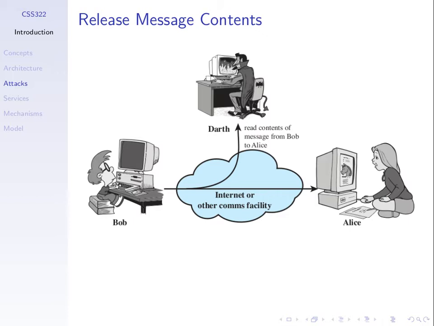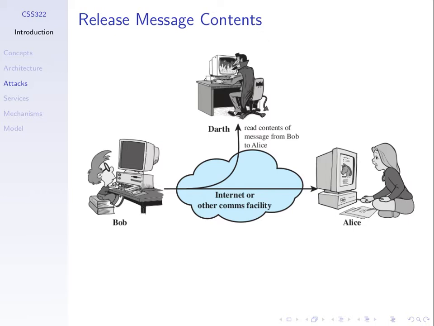So the attack is the ability to release the message contents. It's a passive attack. Assume there's no attack. Assume Darth is not there. Then what happens? Bob sends a message. Alice receives that message. That's assuming no attack.